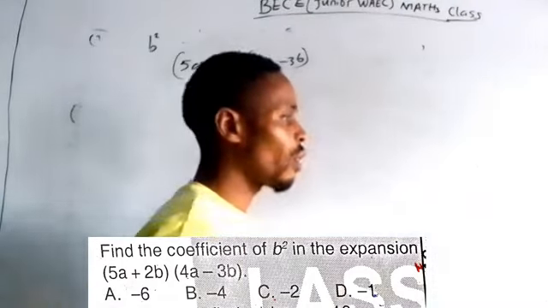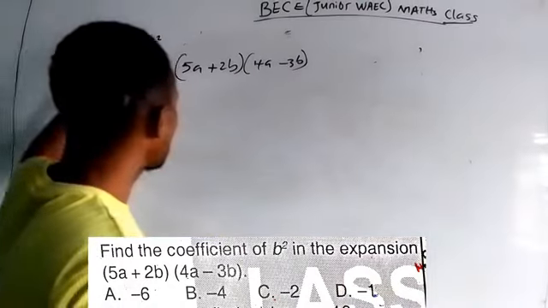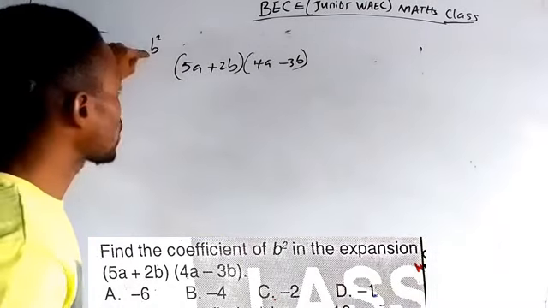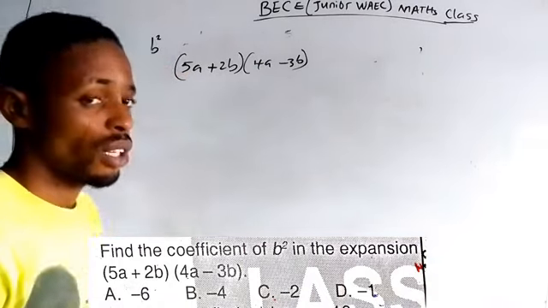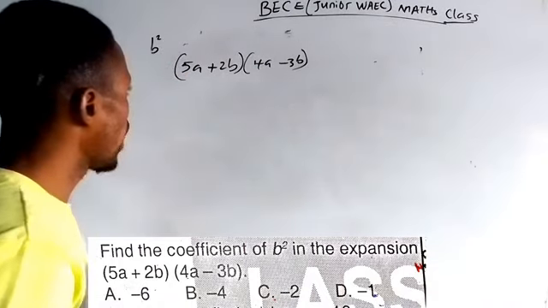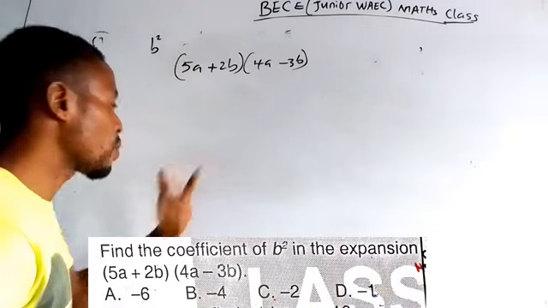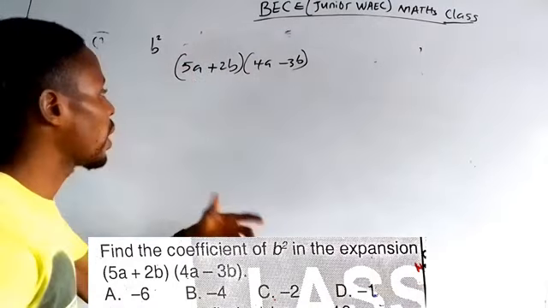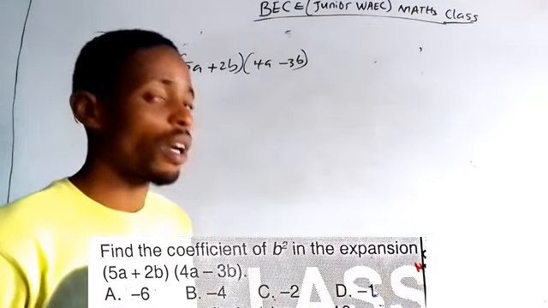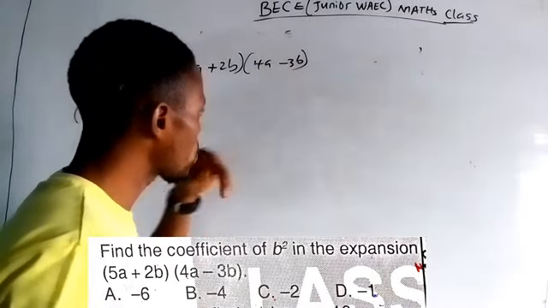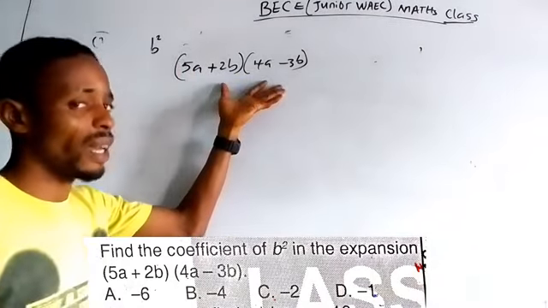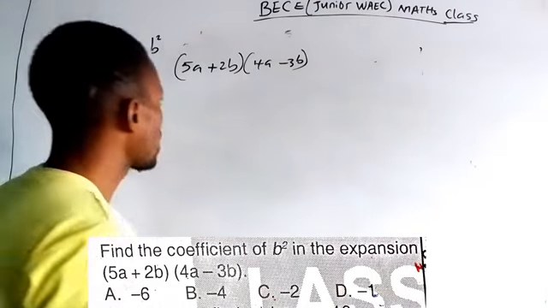To find the coefficient of b squared, it means the certain number that is attached to this b, that is the coefficient of b squared. And here we have b, it's not b squared. So how do you get to b squared and then find its coefficient? The next thing to do here is to expand these brackets. So let's expand the bracket and see what's happening.